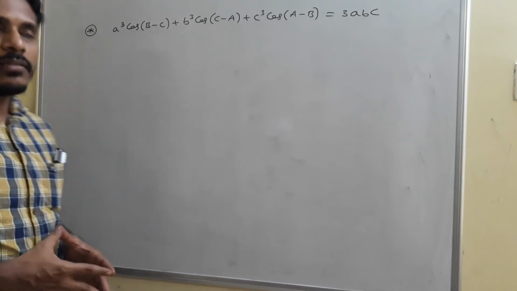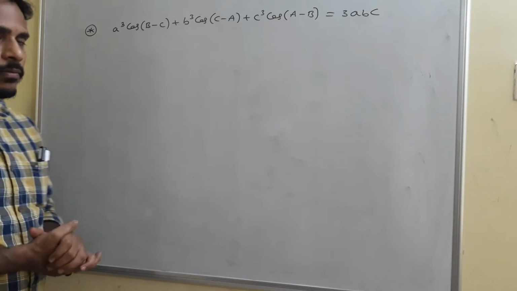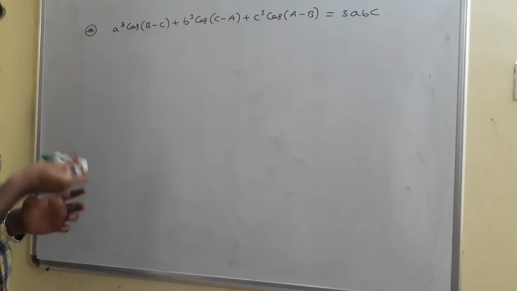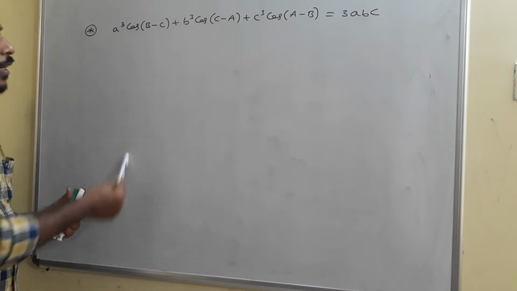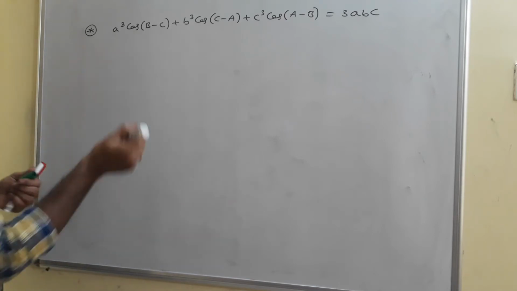a cube cos(b minus c) plus b cube cos(c minus a) plus c cube cos(a minus b) is equal to 3abc. We need to show it. First of all, consider the first term and try to simplify it. Further, generalize it for the remaining terms. Our task is to prove that.